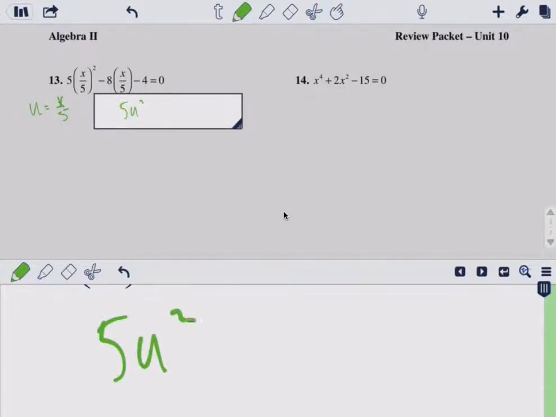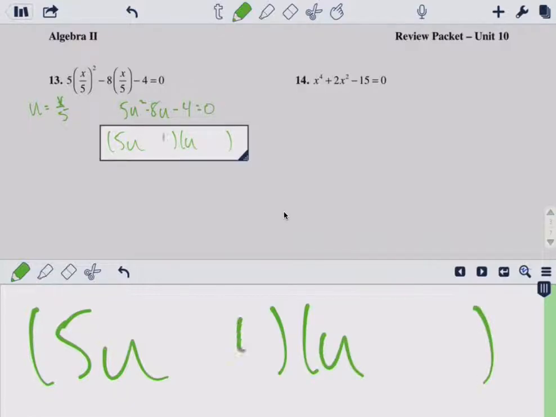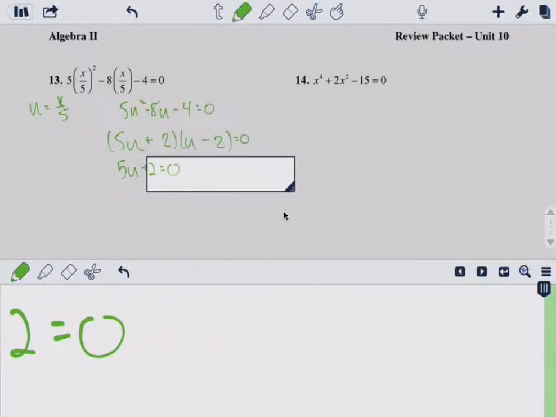So we get 5u squared minus 8u minus 4 is equal to 0. That is factorable. That's 5u, u, 4, no, not 4. 2, 2, I get negative 10, positive 2. That equals 0. You can use the quadratic formula also. Either way, 5u plus 2 is equal to 0, u minus 2 is equal to 0.